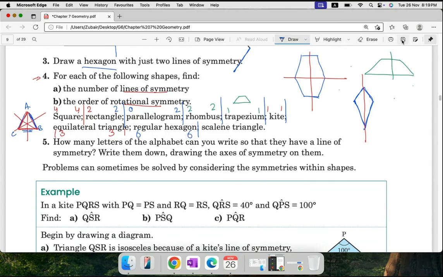Last, scalene triangle, that means all three sides are of different length. So how many lines of symmetry?